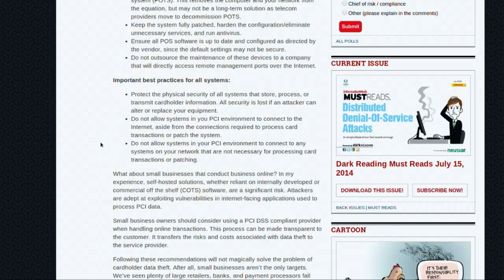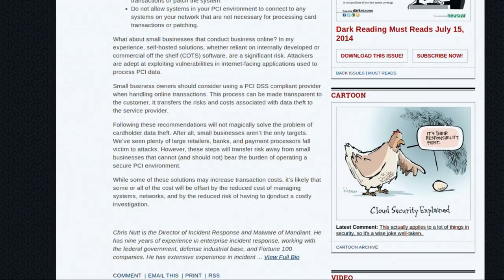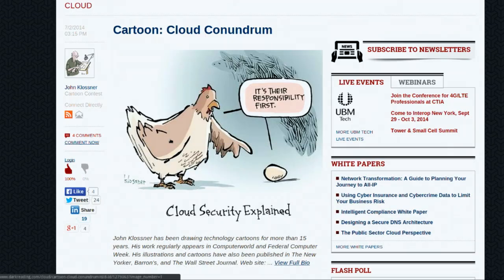Well, I wanted to catch something before we moved on. This article has a cartoon here on the side of the page, and it's pretty good. For you audio listeners, it's a chicken pointing at an egg, and you're supposed to infer the egg's pointing at the chicken, and they're both saying at the same time, it's their responsibility first. The caption down below is, Cloud Security Explained: chicken or the egg problem.